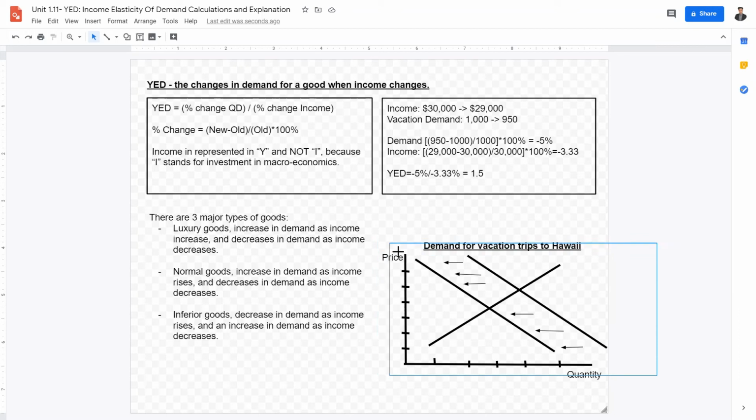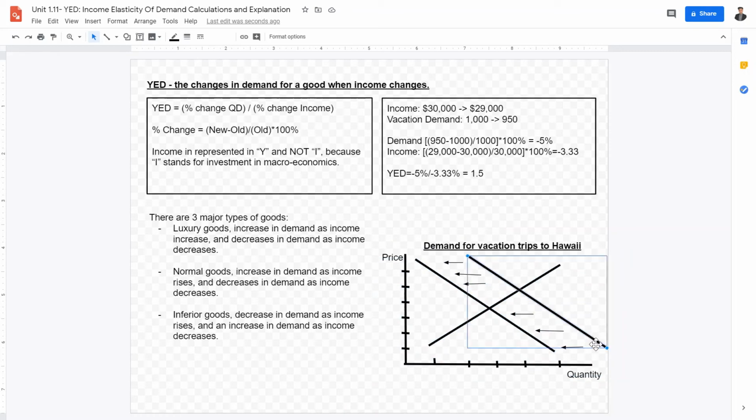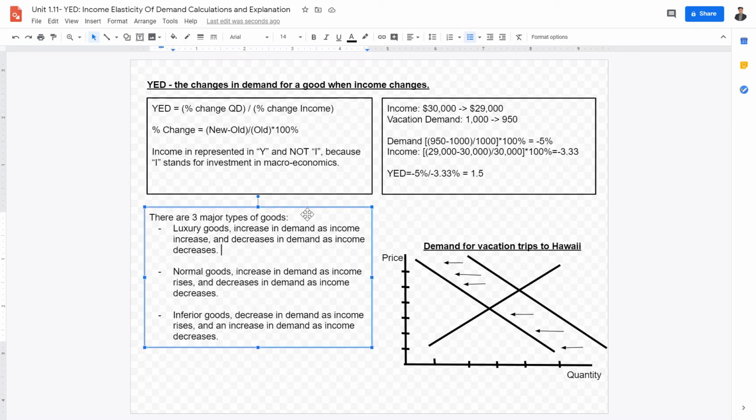Okay. So this graph right here, the demand for vacation trips to Hawaii, shows that as the income for consumers decreases, the willingness and ability for consumers to spend money on vacations decreases, seeing as how vacation trips to Hawaii is actually seen as a luxury good or sometimes a normal good. So the demand curve shifts leftwards directly as a result of the changes in income. So this is an application of the changes in income. Now, I'm gonna delete this. This is not as important.